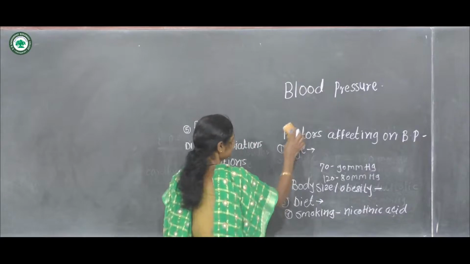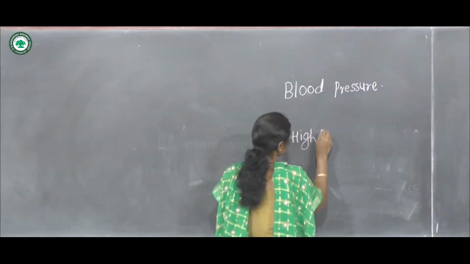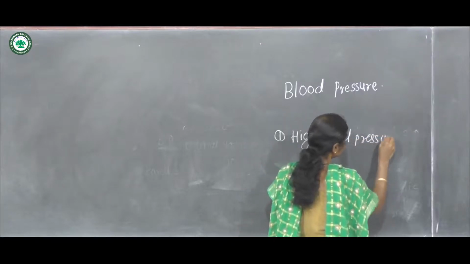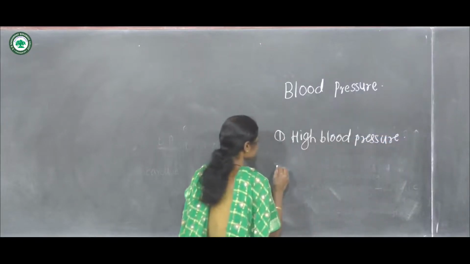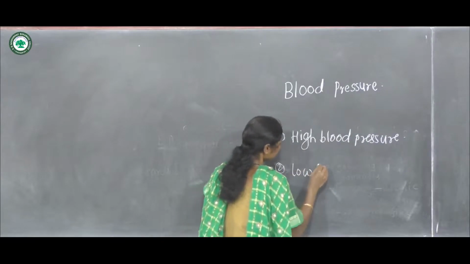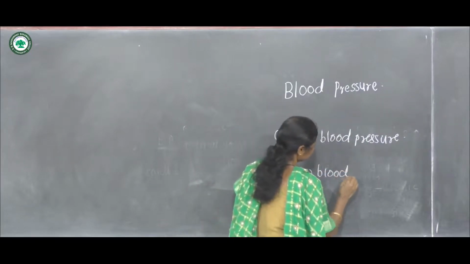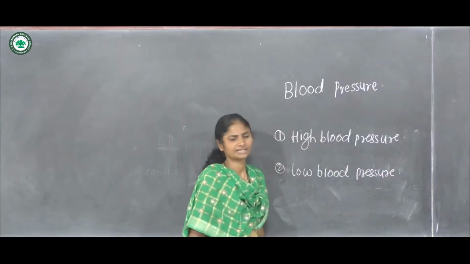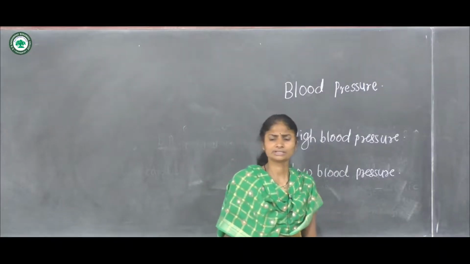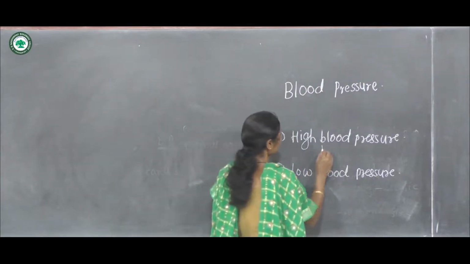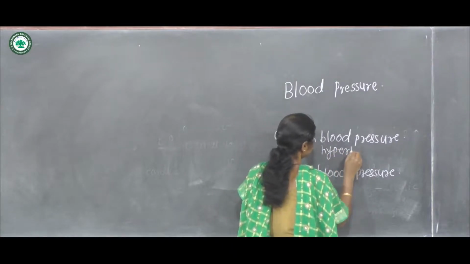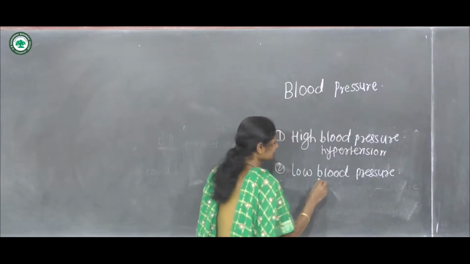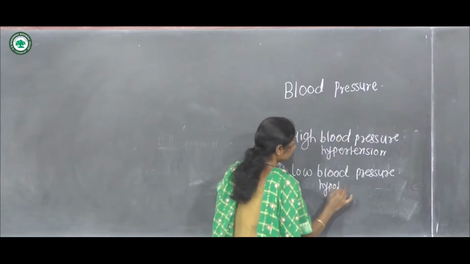Types of blood pressure. The first type is high blood pressure and the second type is low blood pressure. High blood pressure is also called hypertension, and low BP is also called hypotension.